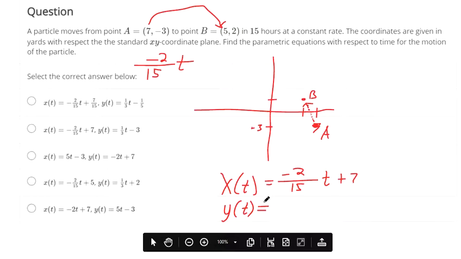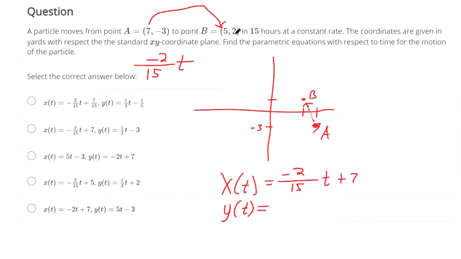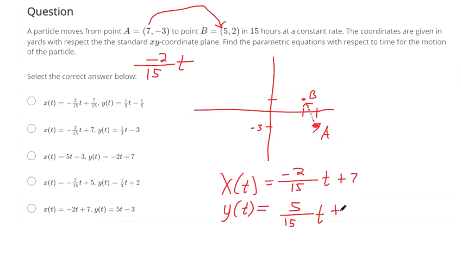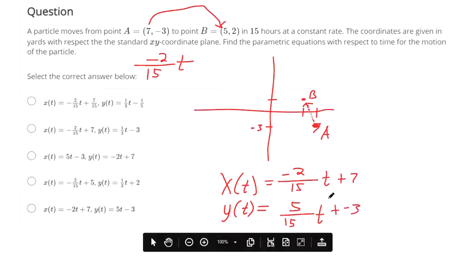Same process for y. The change in y, we started at negative 3. We ended up at positive 2, so we increased 5 units. But that was over 15 hours. So you could say 1 over 3. That would be a little easier. So this is the rate of change of the y units for every 1 t hour increase. And we started at negative 3. So I'm going to say plus negative 3, or you could say minus 3.